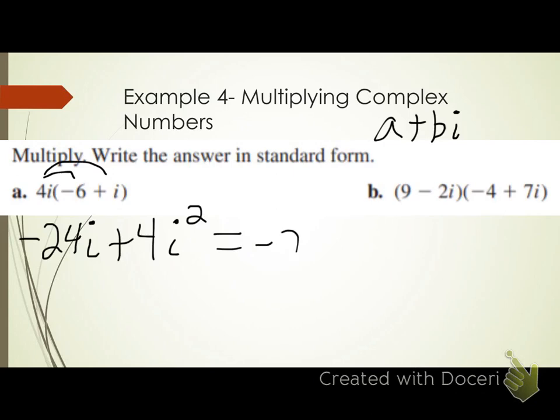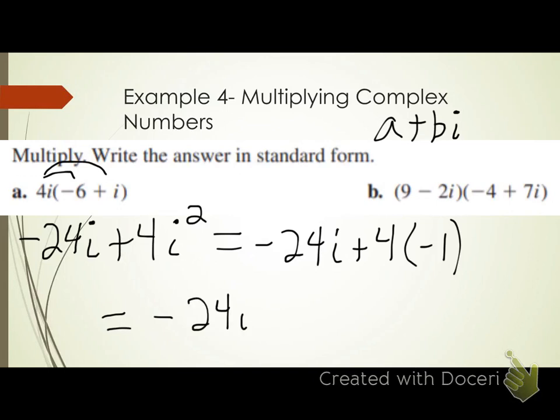So this just turns into negative 24i plus 4 times negative 1. Everyone okay with that? What's 4 times negative 1? Negative 4. Am I moving too fast? Slow down if I need to.